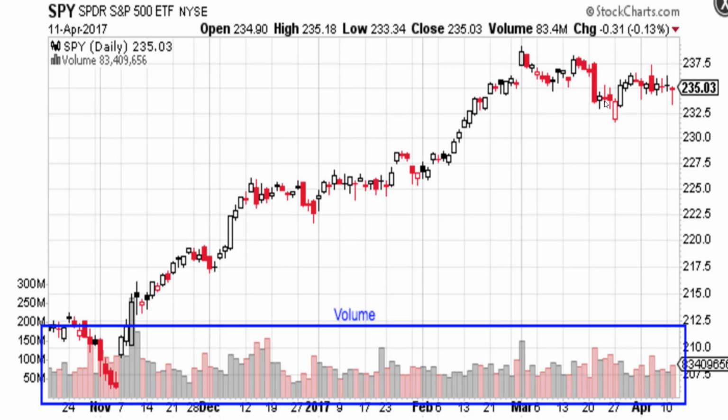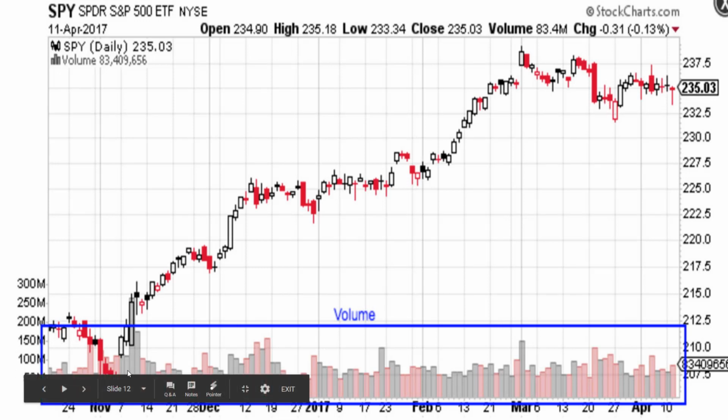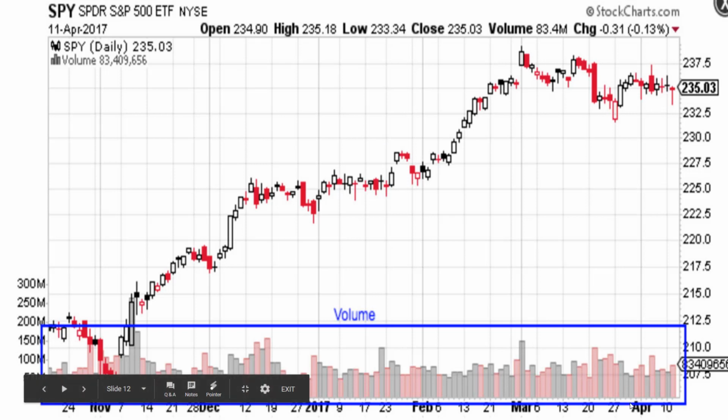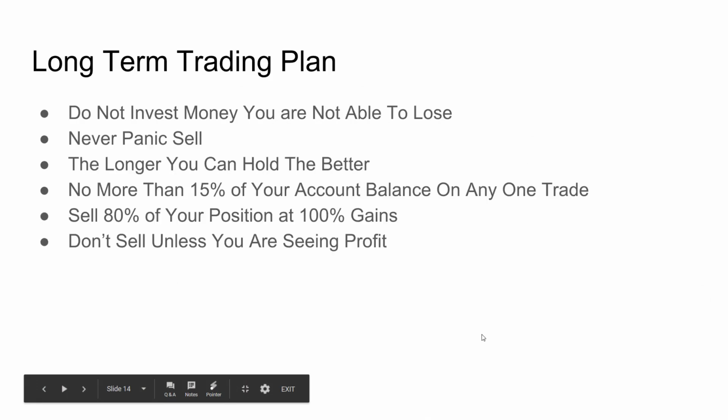So I do look at volume. You can look at the volume here. You could see it picked up a lot here. Then it started to get a lot of red. So a lot of sell pressure. So it's important to look at volume. We'll go into that as well.